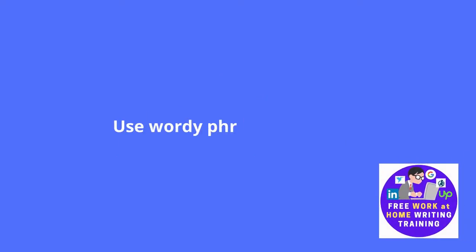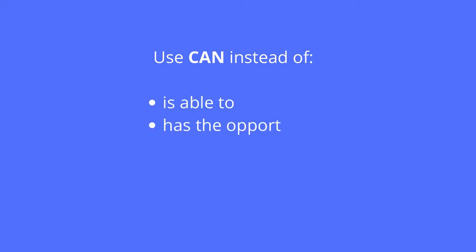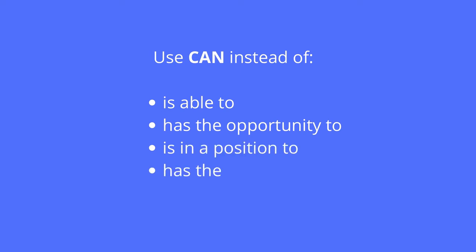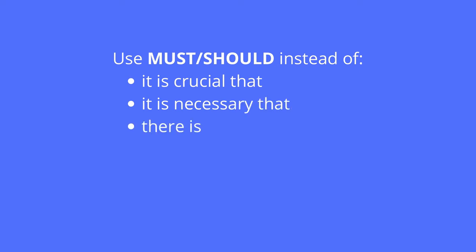Use wordy phrases sparingly. Here are a few examples. Use can instead of is able to, has the opportunity to, is in a position to, has the capacity for, has the ability to. Another one is you can use must or should instead of it is crucial that, it is necessary that, there is a need or necessity, it is important that, it is incumbent upon.